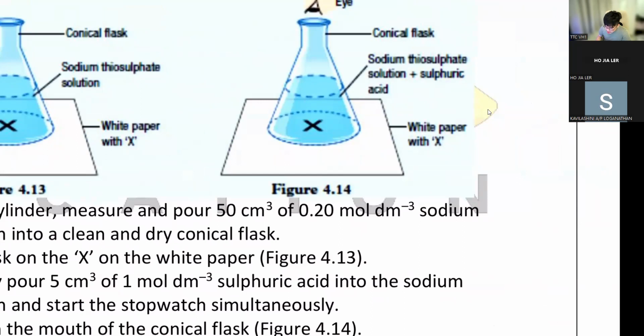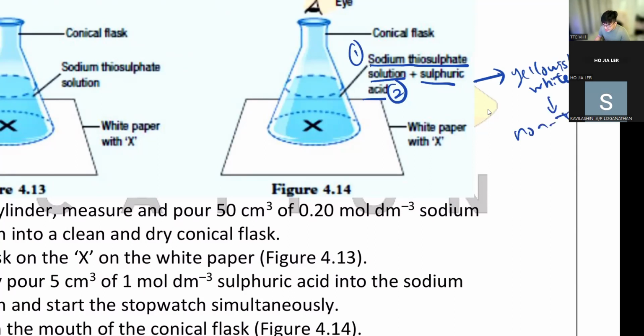The first solution is called sodium thiosulfate solution, number 1, and you add sulfuric acid, number 2, to it. So you add 1 and 2 into the same beaker. And what will happen? You don't need to remember the names for this. You just need to know what happens. When these two add together, they will start to become yellowish white, and they will become non-transparent.